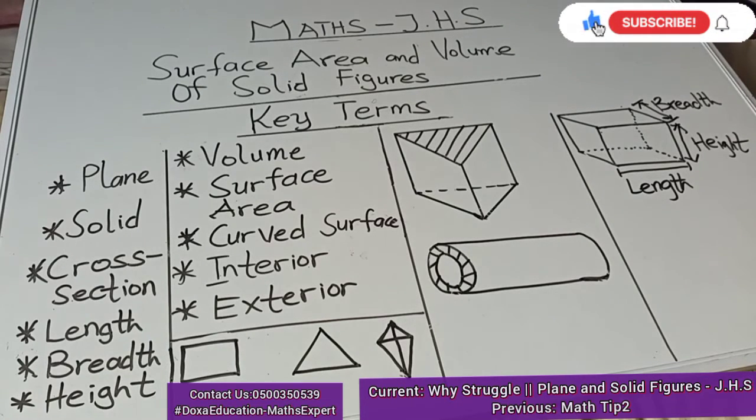Let's continue. Now, these key terms will help you to understand the subject of solid figures, plain figures, calculating their areas, their volumes. It will help you to appreciate the topic very well. Math is interesting if you understand. Let me help you to understand. Let's go. Now, the first key term over there is plain.